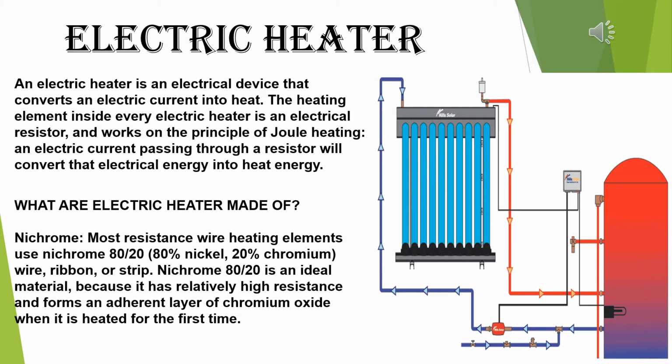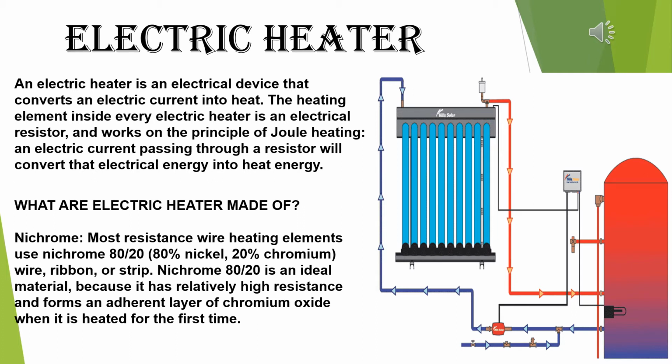Now, another appliance, that is the electric heater. An electric heater is an electrical device that converts an electric current into heat, because these are all the heating effect of the current. So the heating element inside every electric heater is an electrical resistor and works on the principle of Joule heating. An electric current passing through a resistor will convert that electrical energy into heat energy.